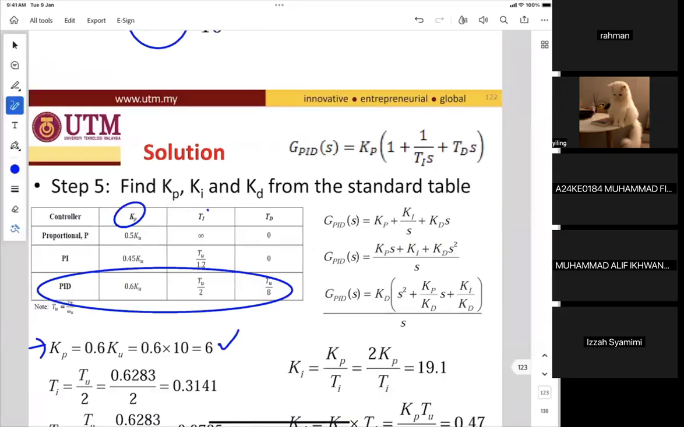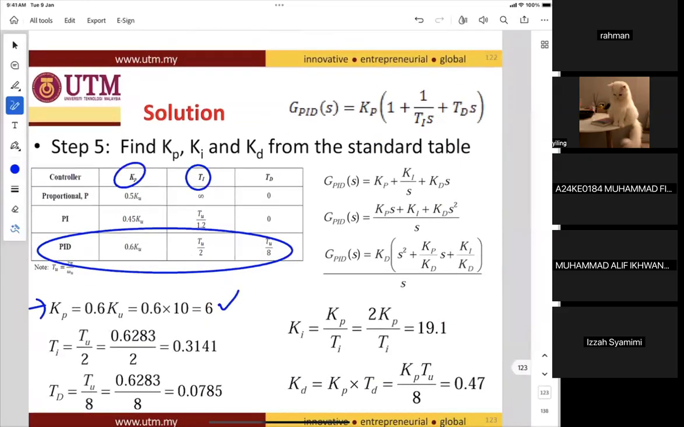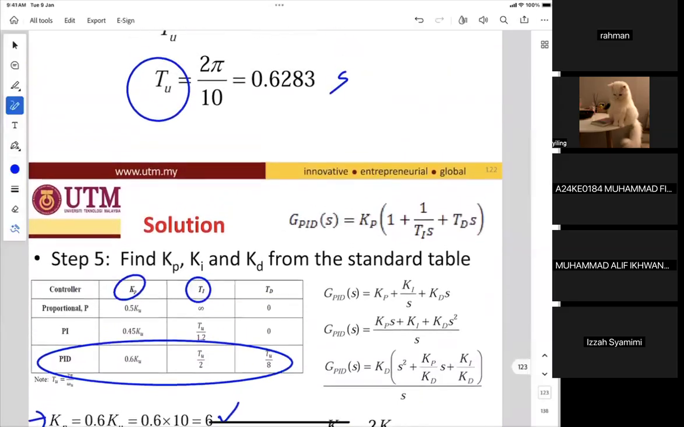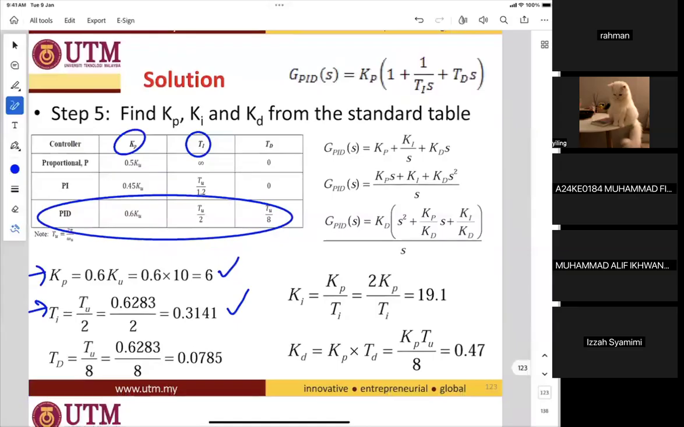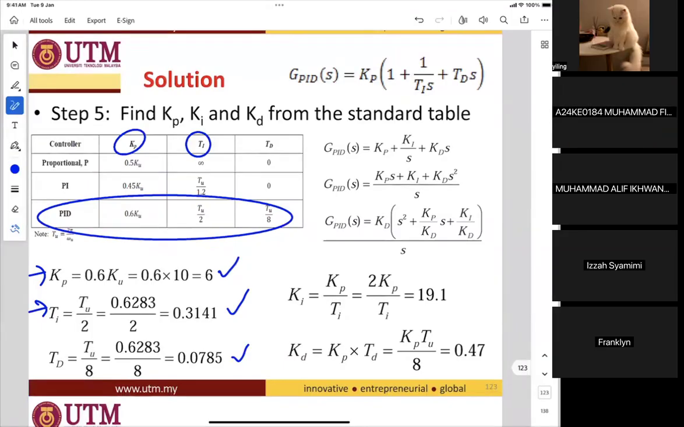Then find Ti. Ti is Tu over 2. So Tu is 0.6283 divided by 2, 0.3141 for Ti. And then Td is Tu divided by 8, 0.6283 divided by 8, which is 0.0785. And then calculate Ki, which is equal to Kp divided by Ti, and Kd equal to Kp times Td. So you get 19.1 for Ki and Kd 0.47.